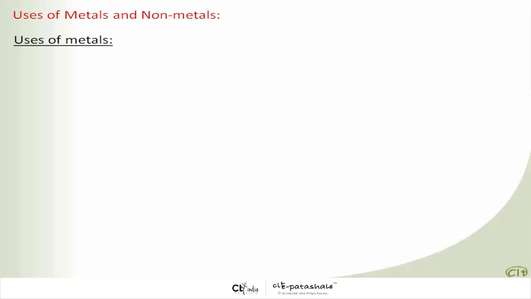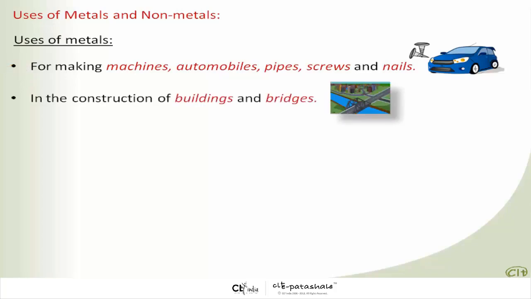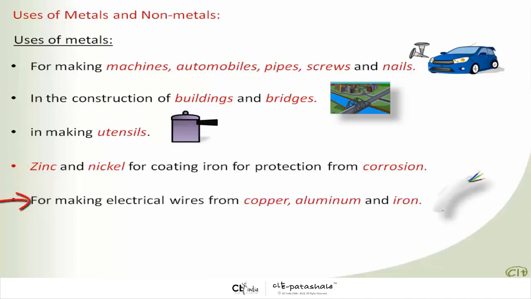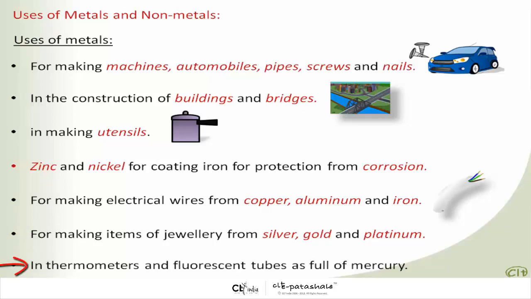Uses of metals. Iron is used for making machines, automobiles, pipes, screws, and nails. In the construction of buildings and bridges. In making utensils. Zinc and nickel for coating iron for protection from corrosion. For making electrical wires from copper, aluminium, and iron. For making items of jewelry from silver, gold, and platinum. In thermometers and fluorescent tubes as full of mercury.